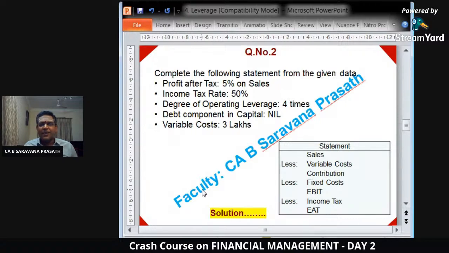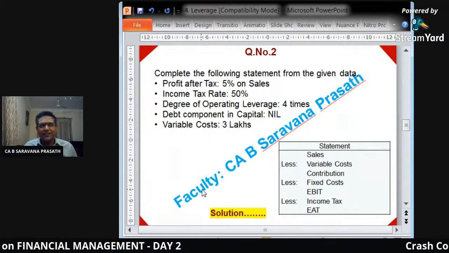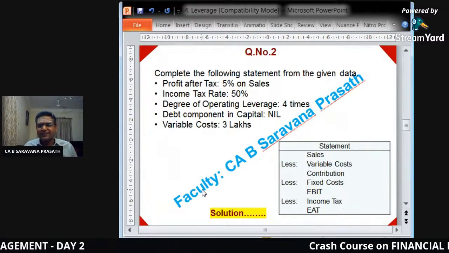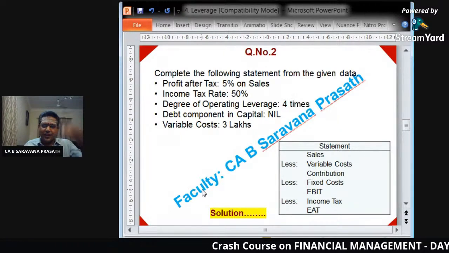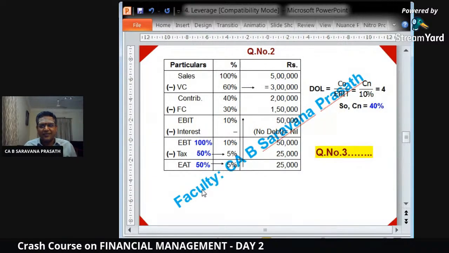As very nicely pointed out by students here, the sales amount is equivalent to 5 lakh. Correct. And proportionately, all other numbers can also be calculated. Your statement will be like this.